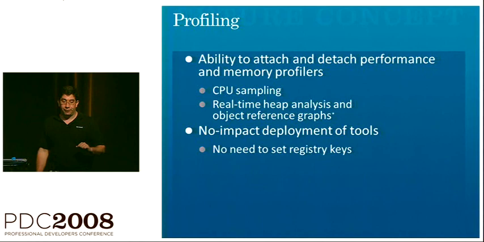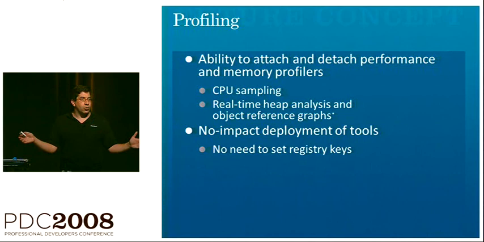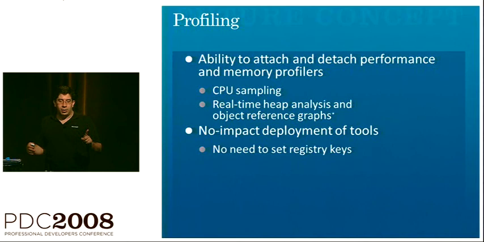Now those are only going to use the CPU sampling algorithm. Everything I'm talking about here is available both as APIs that any profiler or debugger can use, but also in Visual Studio itself. With one exception: the real-time heap analysis and object reference graphs are things we're exposing as APIs that you won't find in the next version of Visual Studio. We hope third-party applications will choose to use those and expose that functionality to you.